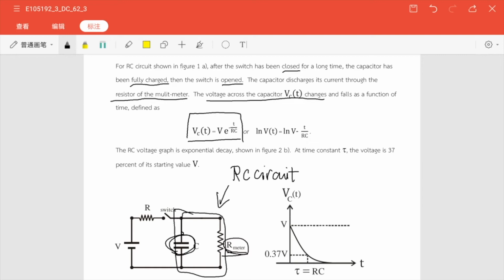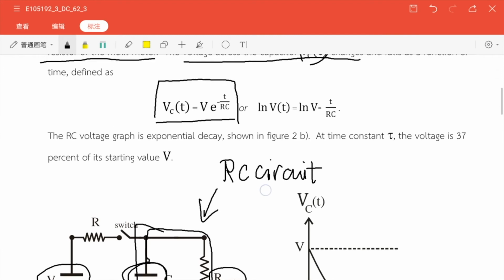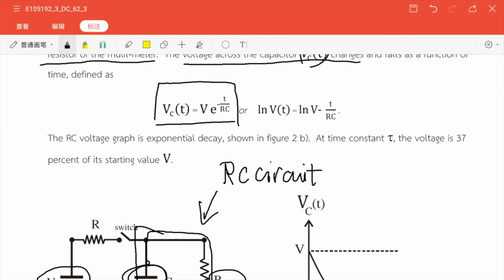In this function, VC means the voltage on the capacitor. V means the total voltage we give from the power supply, from the battery. Then R and C, so we have this form. One is R, one is C. R is what we call the meter resistance. When we put a multimeter in parallel, especially a voltage meter, there's a very large resistance in the multimeter. So R is the meter resistance, C is the capacitance.